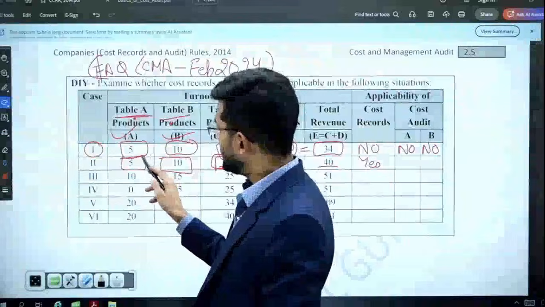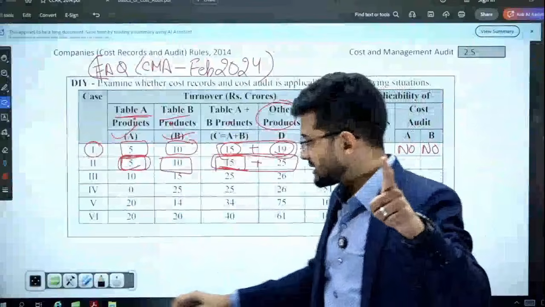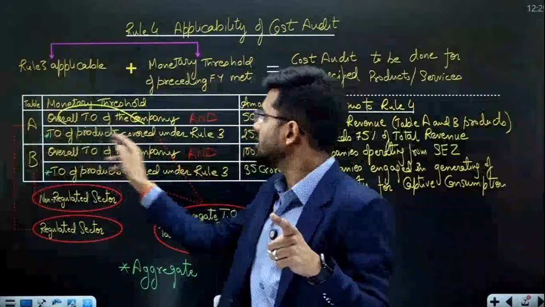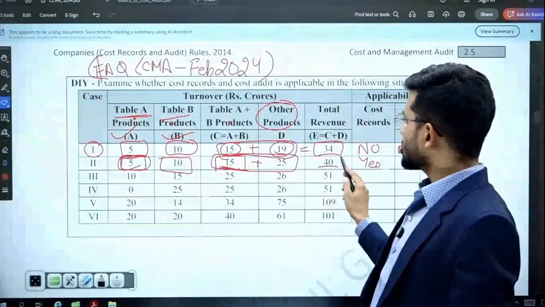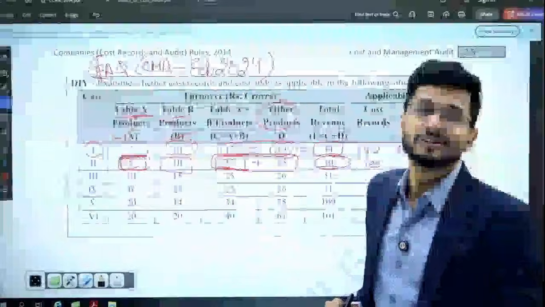First of all, we'll analyze for table A products. What is the applicability of cost audit for table A products? First condition is for table A products, overall turnover of the company is 50 crores. So is first condition met? Answer is no. First condition is not met. Overall turnover of the company is less than 50 crore.